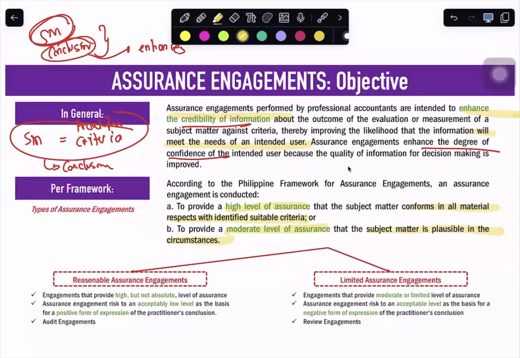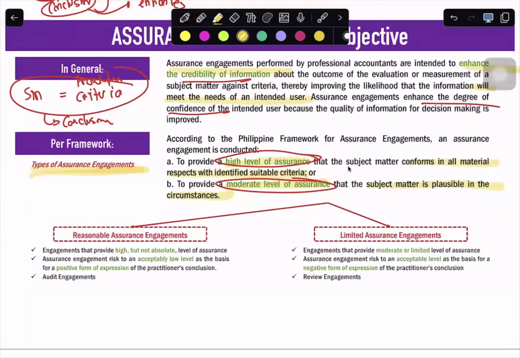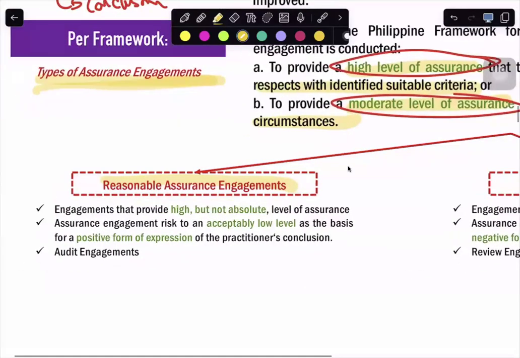Ulitin natin. In general, nandun talaga yung objective ng assurance engagement. Yung nakalagay sa framework, hindi talaga siya objective. It's more of the enumeration of the types of the assurance engagement. And what are the types of assurance engagement? First, an assurance engagement which provides a high level of assurance. Another, an assurance engagement which provides a moderate level of assurance. And what do we call those assurance engagements? First, we have reasonable assurance engagements. These are engagements that provide a high but not absolute level of assurance. Okay, take note.